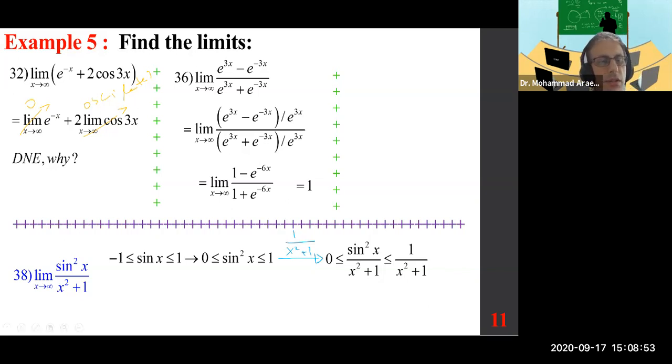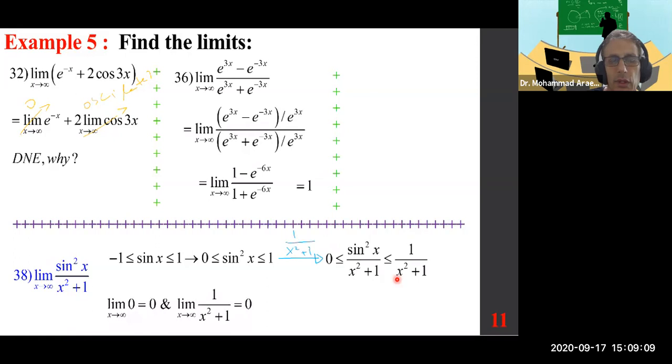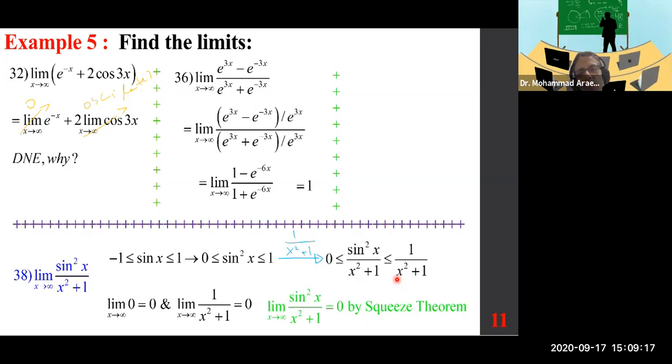And now it's a very straightforward squeeze theorem. You take the limit of 0 as x approaches infinity, it is 0. You take the limit of the right side as x approaches infinity, it is 0. Okay. And the middle function, by the squeeze theorem, also has the limit 0.